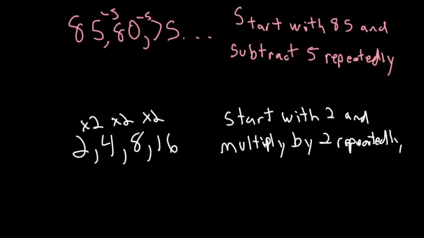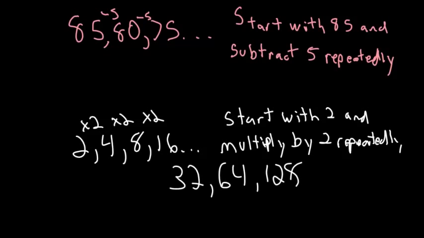And I need to go back and find my next 3 terms. So the next 3 terms, if I keep multiplying by 2 in this, would be 32, 64, and then 128.